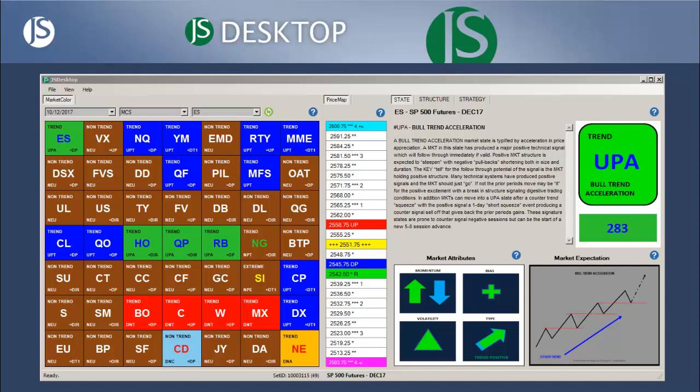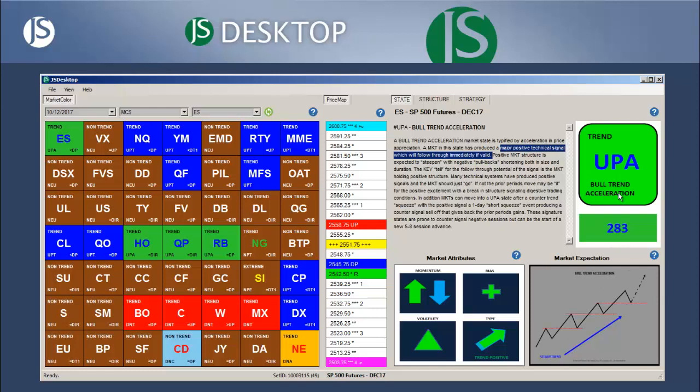The desktop application integrates the MarketColor state analytics into your workflow by color coding the different state conditions. So if we go through here, we start out with the S&Ps, which are in a bull trend acceleration. Characteristics of a bull trend acceleration are that the market has produced a major positive technical signal and it will follow through immediately if valid. So this is a big statement.